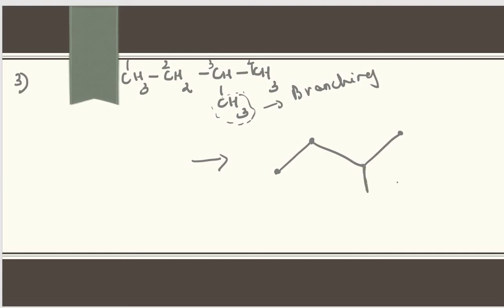The free end, as already discussed, represents a methyl group. So in the third carbon atom, there is a branching, so we are representing a line like this, which represents the branching. Now let us see our second rule.